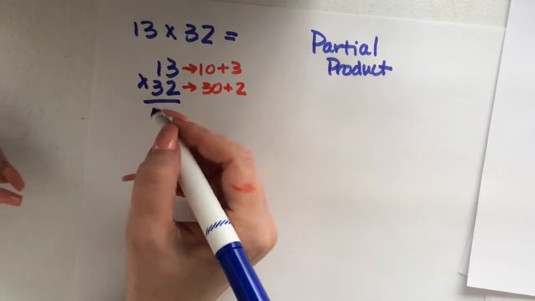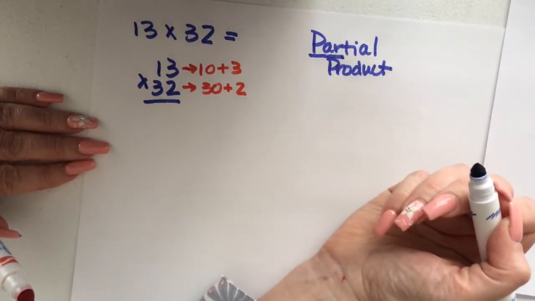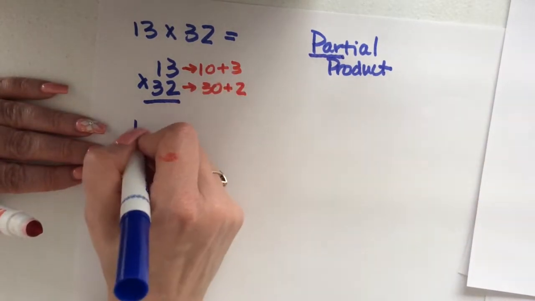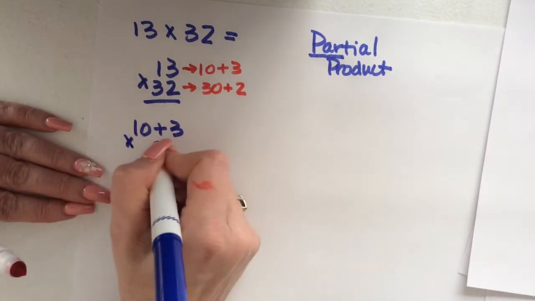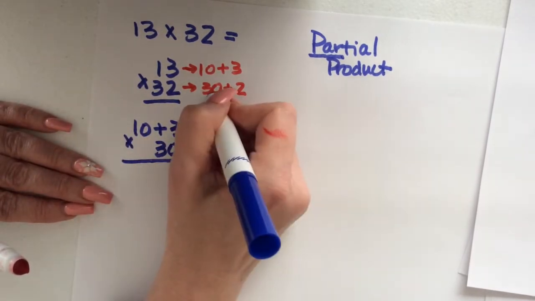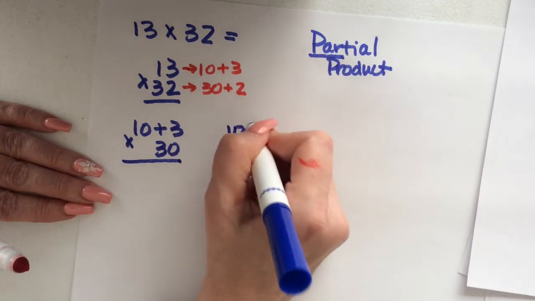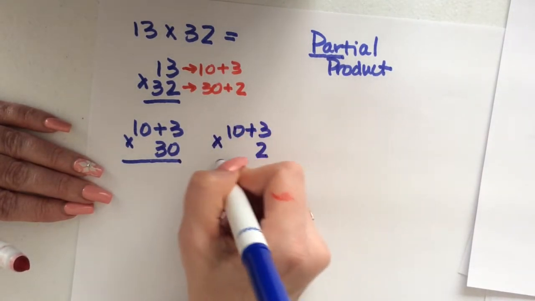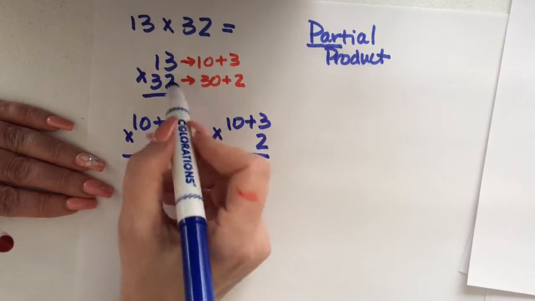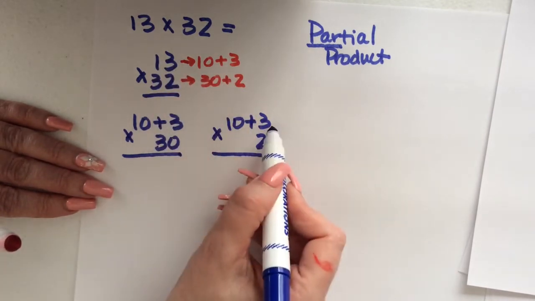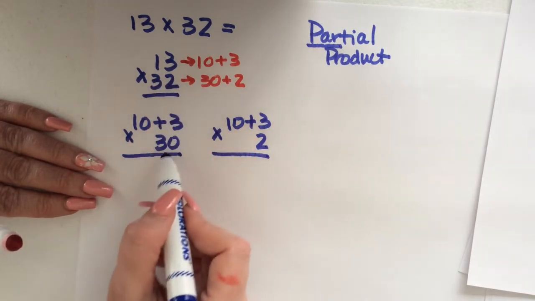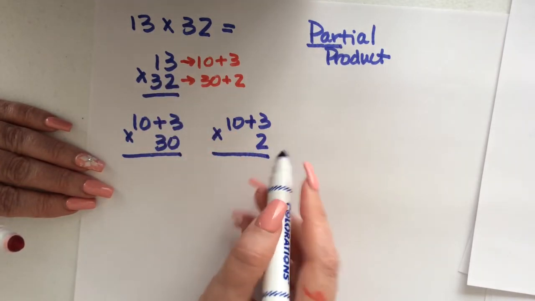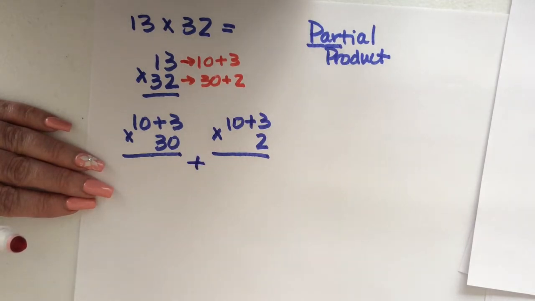Now, I know that I'm going to take parts since it's a partial product. So I'm going to take 10 plus 3, which is 13, and I'm going to multiply it 30 times. I'm also going to take 10 plus 3, and I'm going to multiply it 2 times. Why? Because 13 is also 10 plus 3, and I want it 32 times, which is 30 times and 2 more times. So once I have those two, I will add them together just like we did here to find our total product.